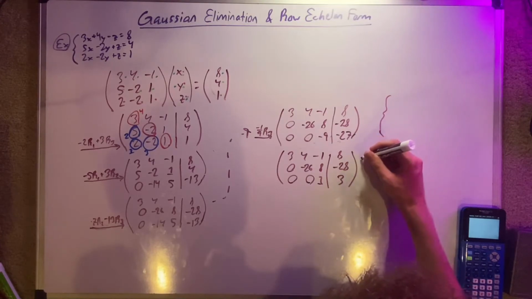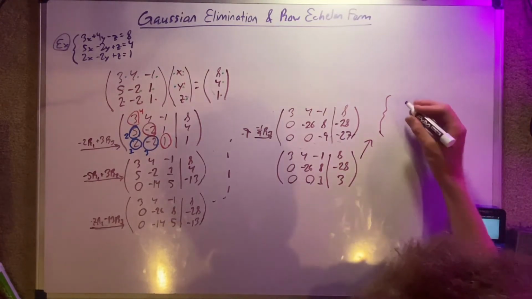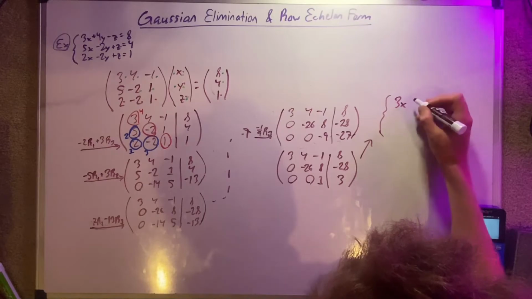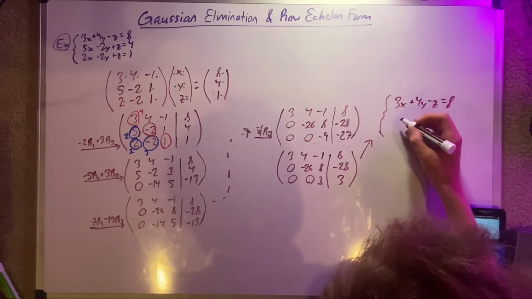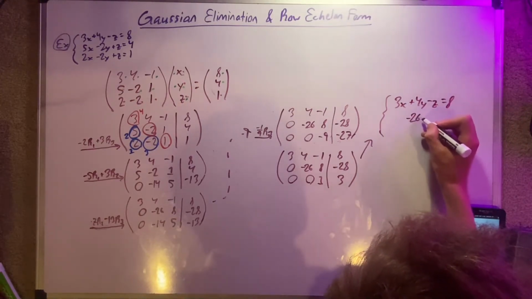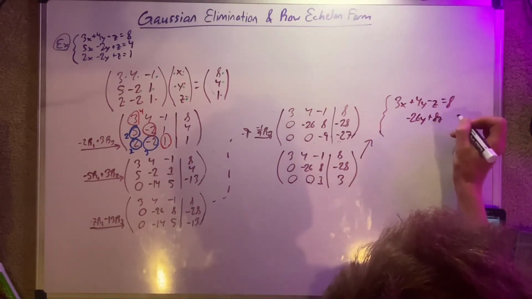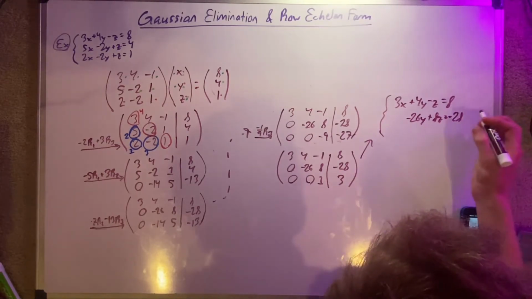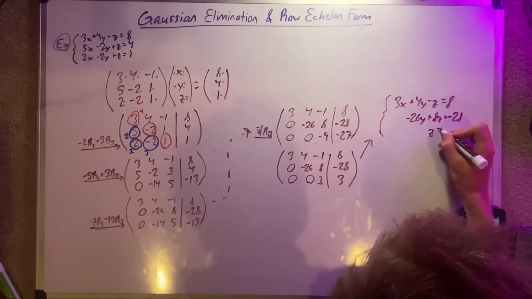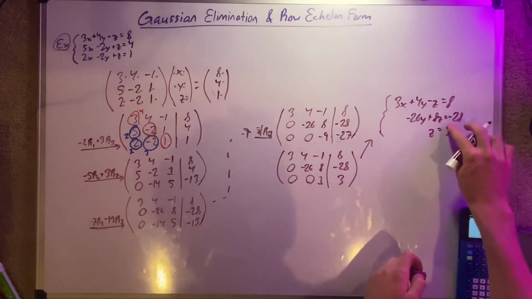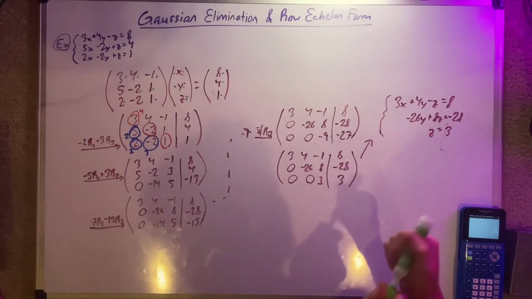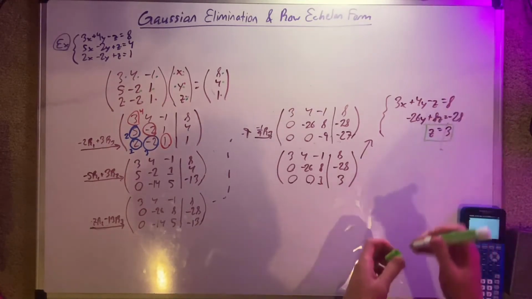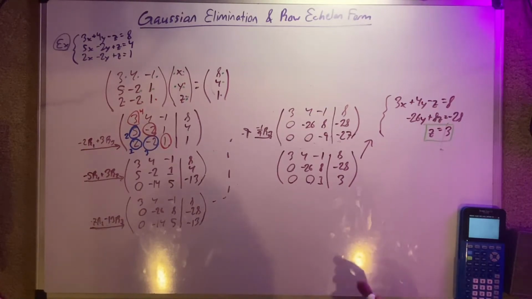Our system form of that there would then be 3x plus 4y minus z is equal to 8. We would then also have -26y plus 8z is equal to -28. Then we would also have z is equal to 3. So now we have our system. Of course, this is going to be part of our answer. We're going to have z is equal to 3.